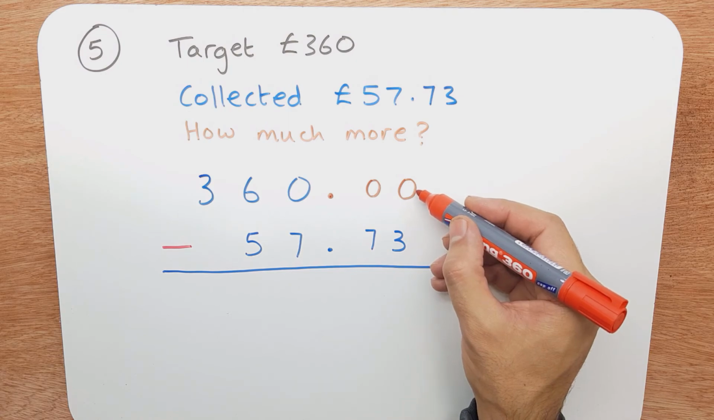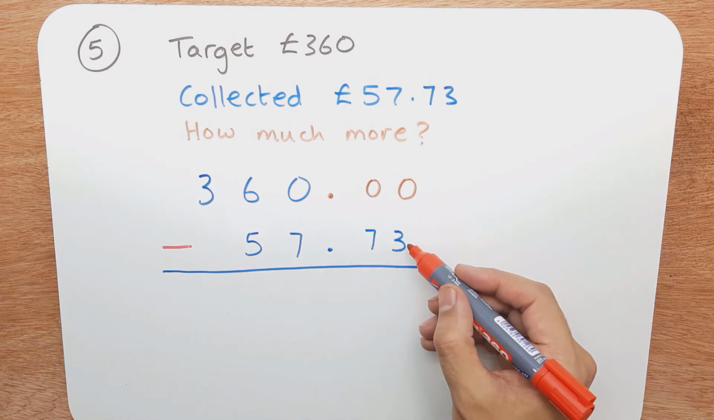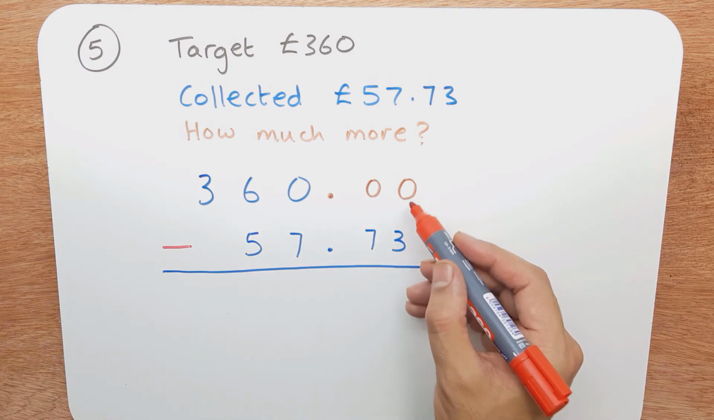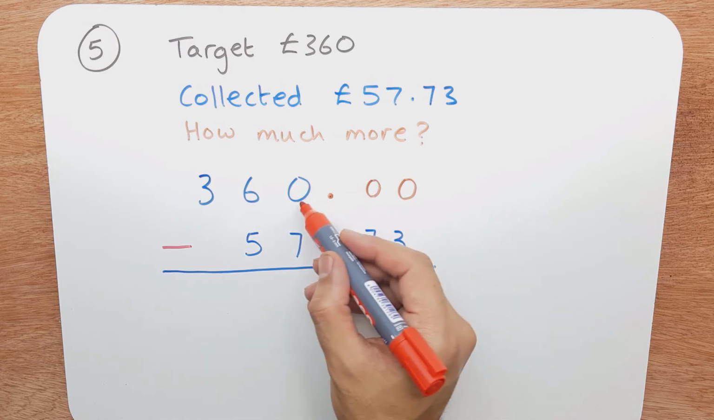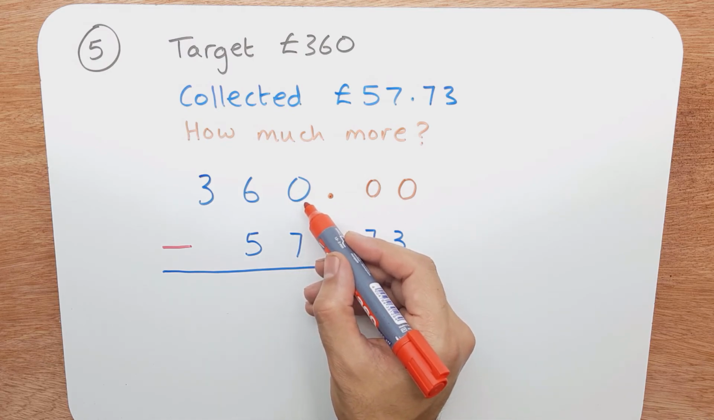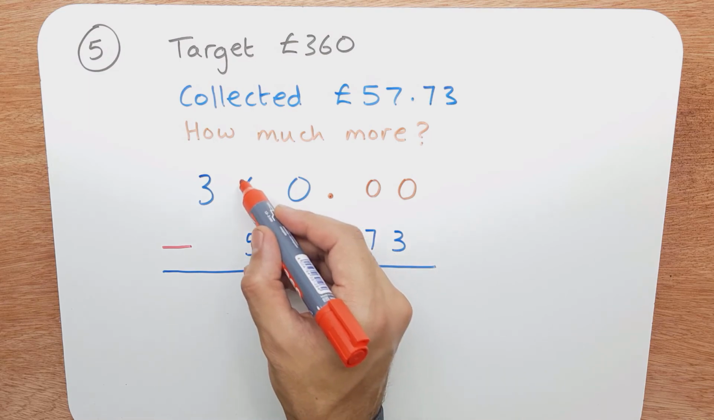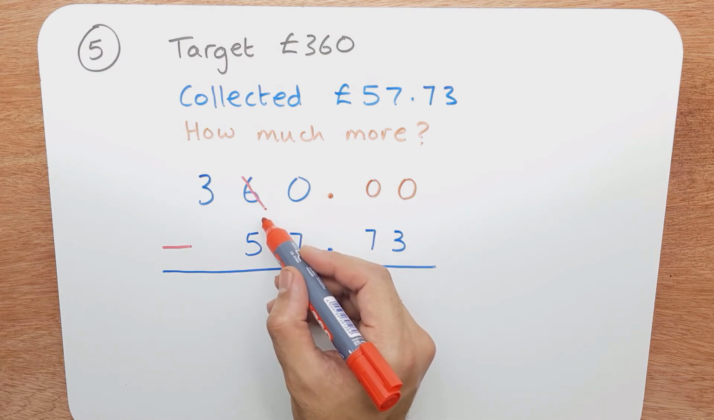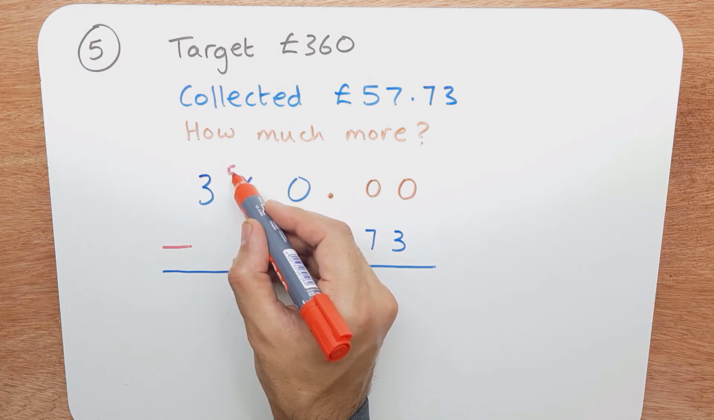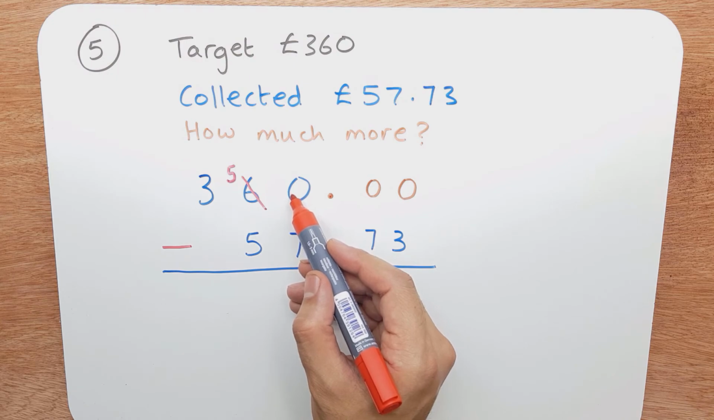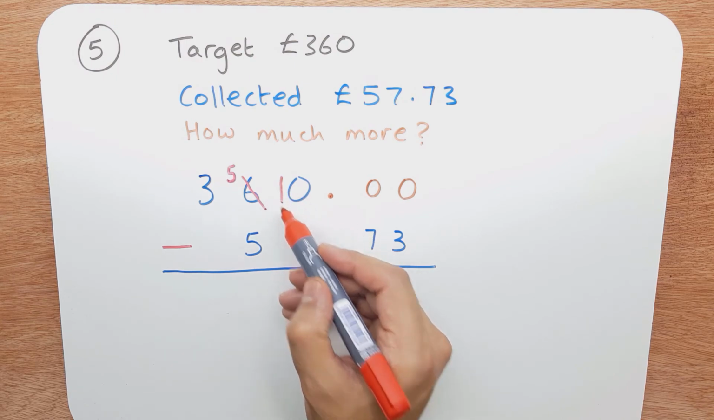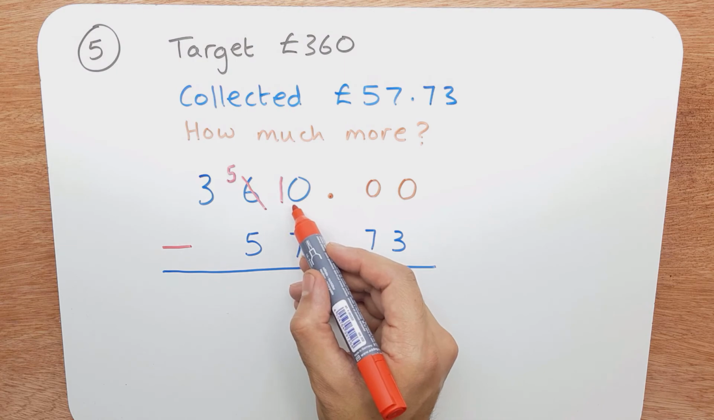So let's start. 0 take away 3 we can't do, so we go to the neighbour and we try to borrow 1. That's 0 as well, so we can't borrow 1. So we go to the neighbour. That's 0. We can't borrow 1. So this 0 has to go to this neighbour. So we cross that out. And that 6 becomes a 5. And we borrow 1 for this 0. And this 0 then turns into a 10. So now we have 10 here.